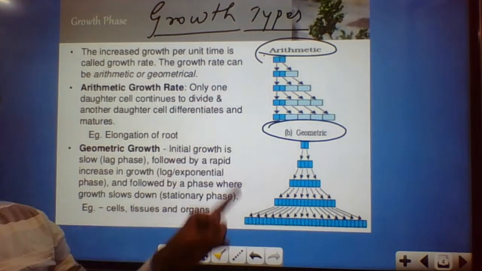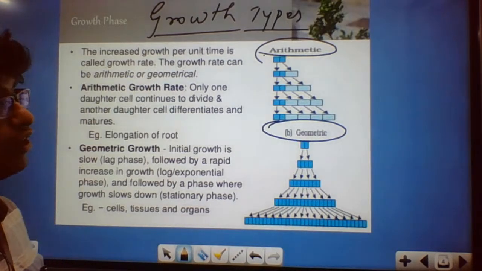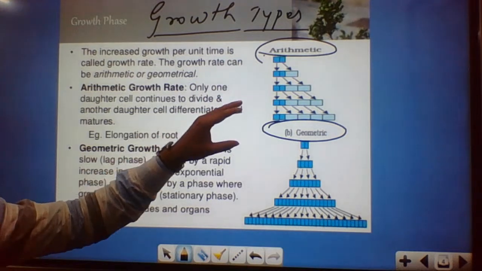Can someone tell me what makes the main difference between arithmetic and geometric growth if you start plotting the graph for them?